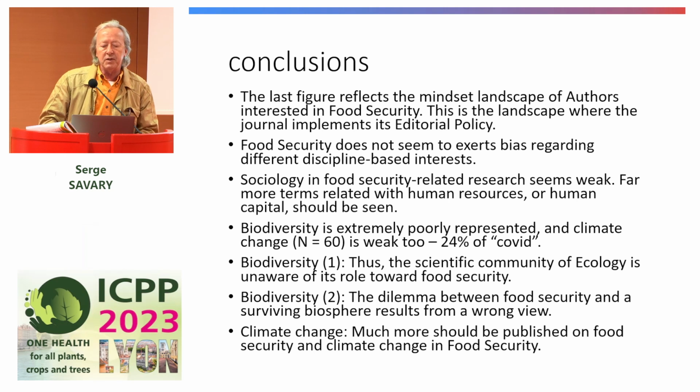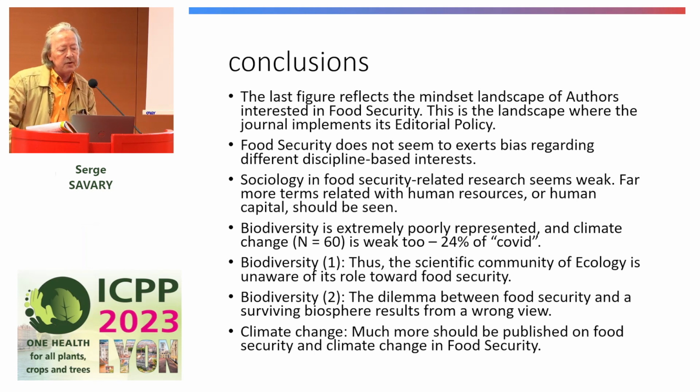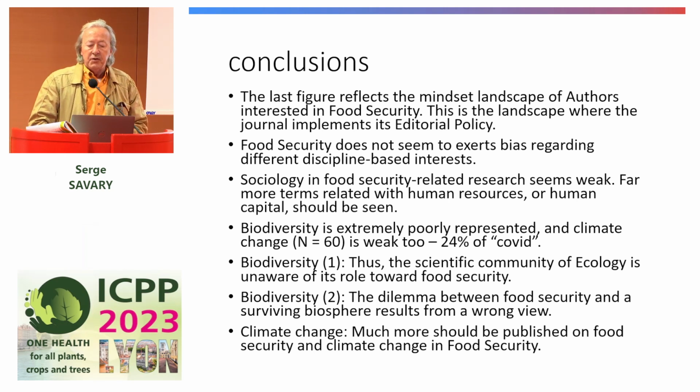But there are concerns. Me, I have concerns. My first concern is sociology. Sociology in food security related themes seems weak. And in plant pathology, sociology is extraordinarily important. Sociology is related to adoption of technology, and so sociology is associated with the adoption of breeding products or new techniques or whatever. Sociology is extraordinarily important. We are not good there. We don't get sufficient submissions.